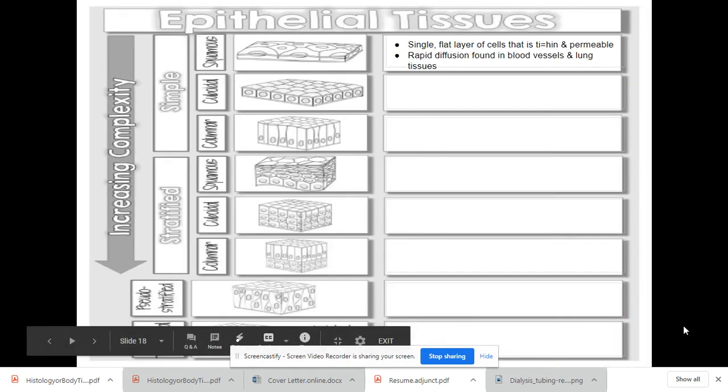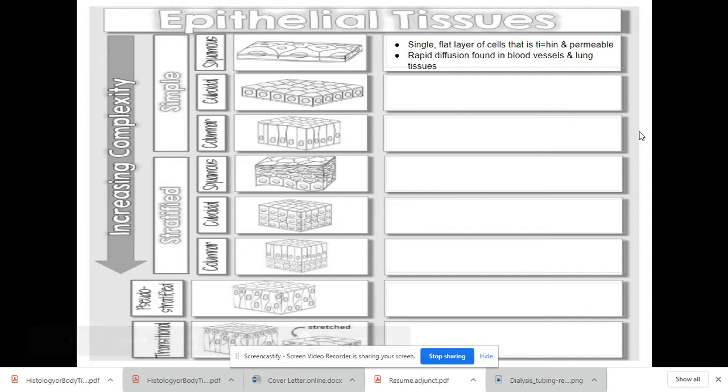Okay, there's lots of different kinds of epithelial tissue. And this diagram you have in your digital notebook has this picture. Now, epithelial tissue can be organized by or labeled by if it has one layer or many layers, or then it can be classified by the shape of the cell.